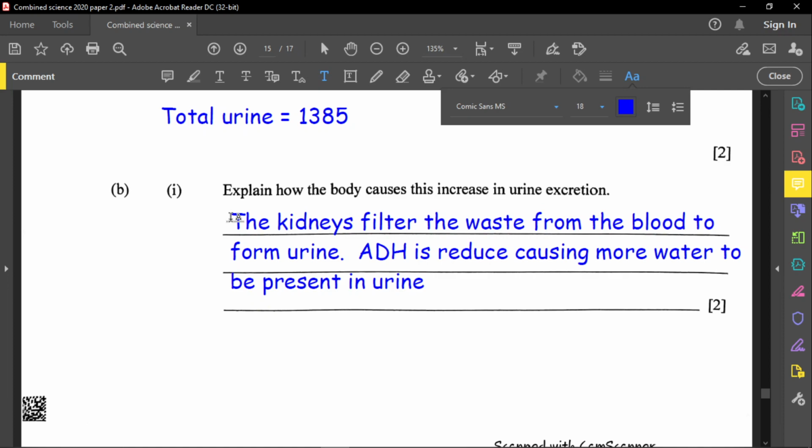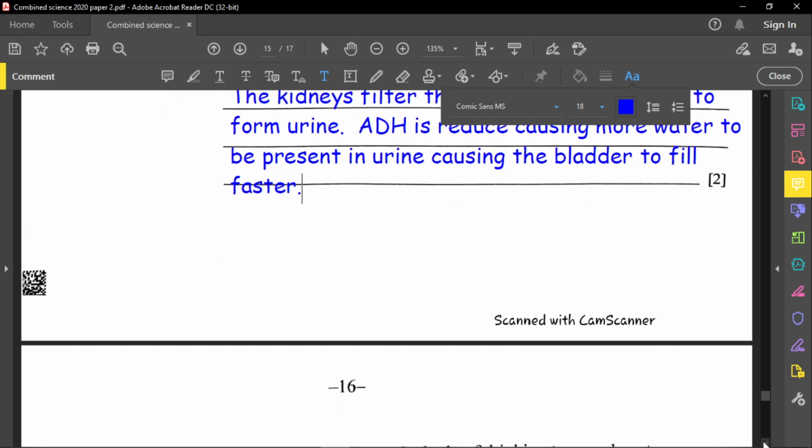So less ADH is produced, more water in urine, so you retain less water. And once you have more water in urine, the bladder fills easier. So more water present in urine causes the bladder to fill faster, just to make a point there. Great. Now jump on to the next part of the question here.